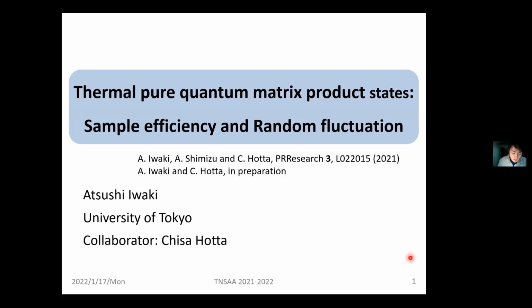Okay. This is the title of my talk. The thermal pure quantum matrix product state is published in this PRR paper. And the sample efficiency and random fluctuation is now under preparation and will appear on arXiv soon.